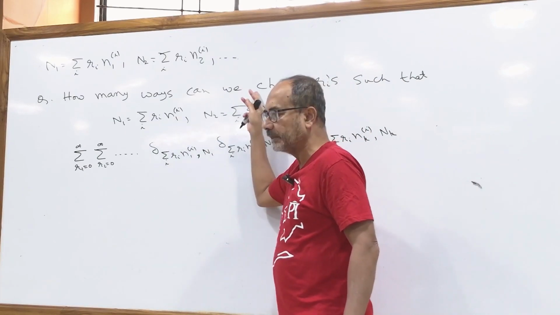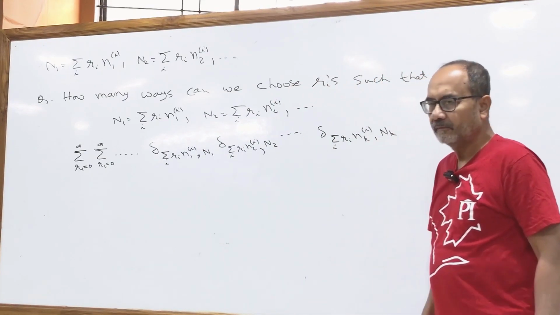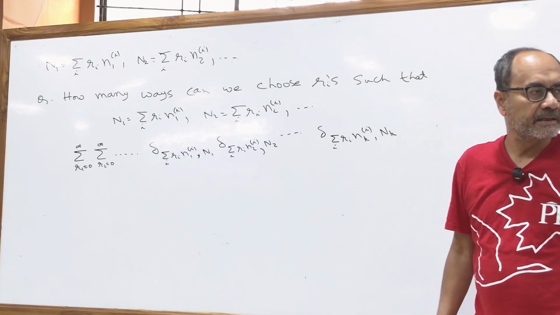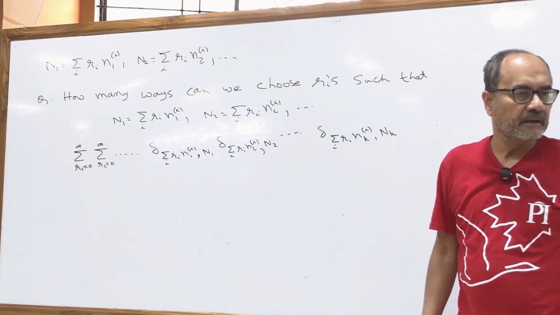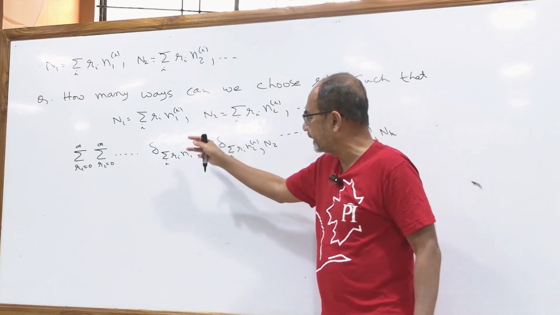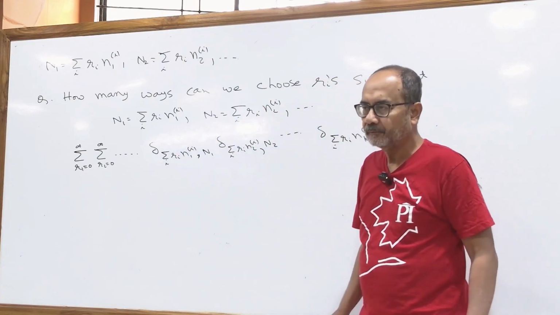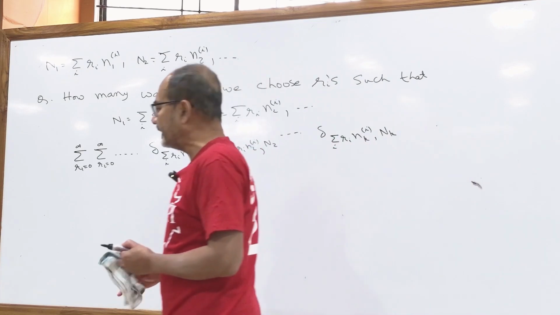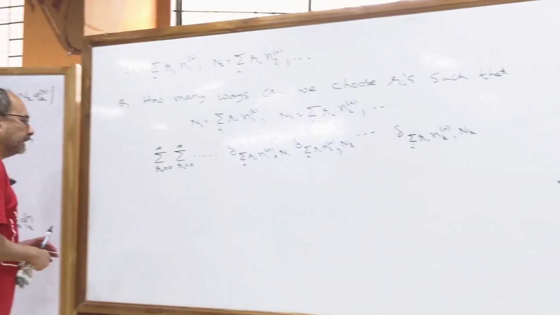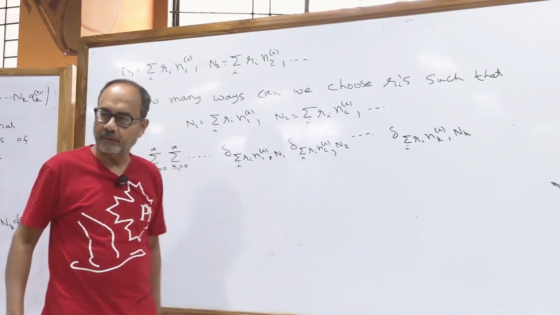How many ways can we choose the ri's so that this condition is satisfied? Is this clear? If you count 1 every time this condition is satisfied, that means you are counting the number of times you can satisfy this. So this looks like a complicated problem, right? You have to solve these constraints and see how many times you can solve these constraints.